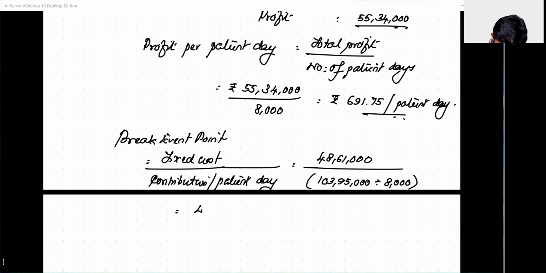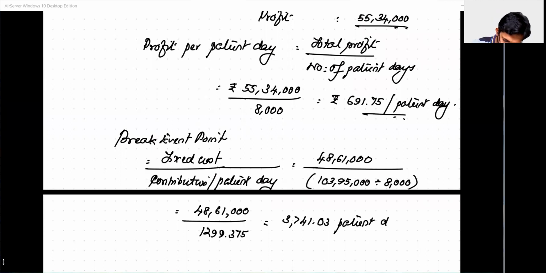So that is equal to 48 lakh 61,000 divided by 103 lakh 95,000 divided by 8,000. And this is 1,299.375. And that will be 48 lakh 61,000 divided by 1,299.375. That is equal to, not in rupees, 3,741.03 patient days.